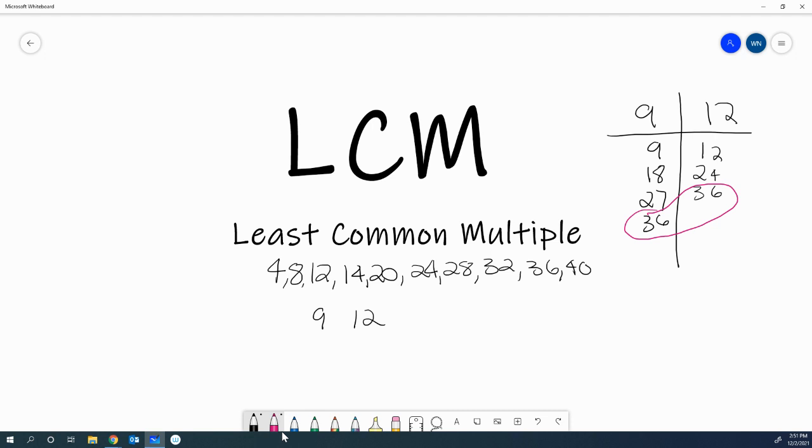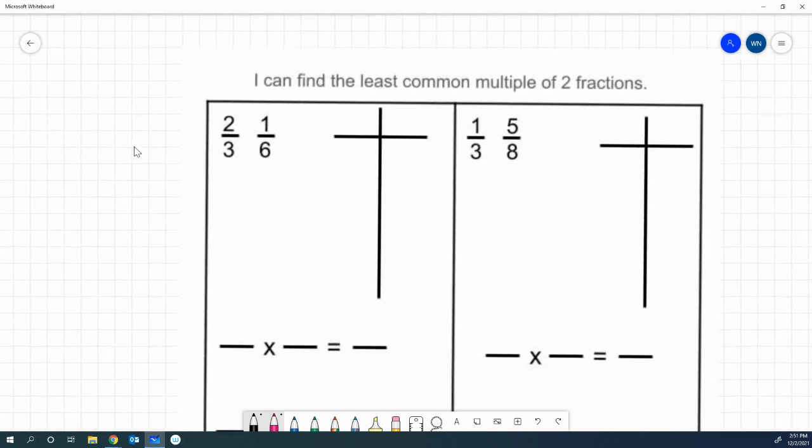Whenever you're writing out your multiples, make sure you put that first number is the same number. So that 12 is here because 12 times 1 is 12. 12 times 2 is 24. That'll make it easier later on when we're counting up what number that multiple is. Now that we understand how we're going to find it, let's dive into the first problem.